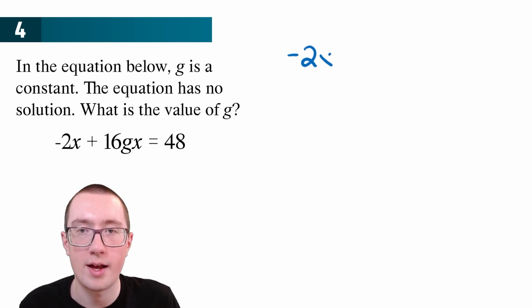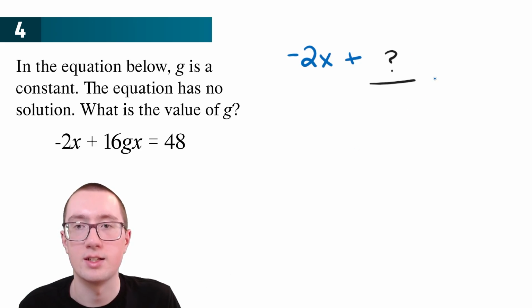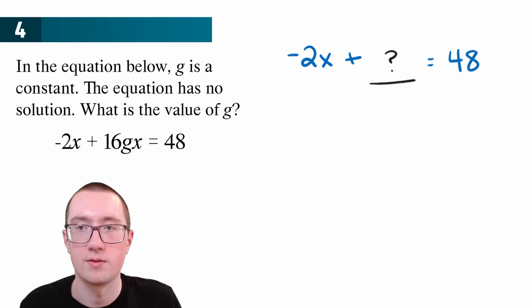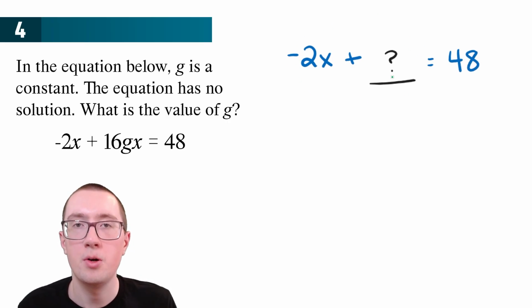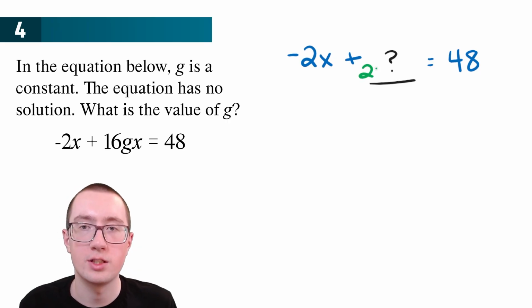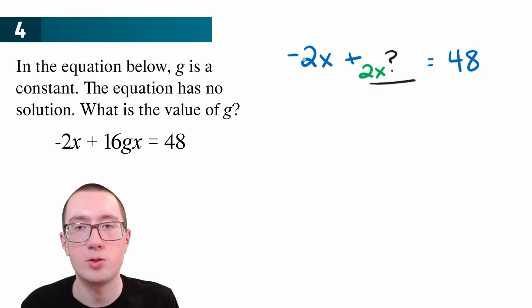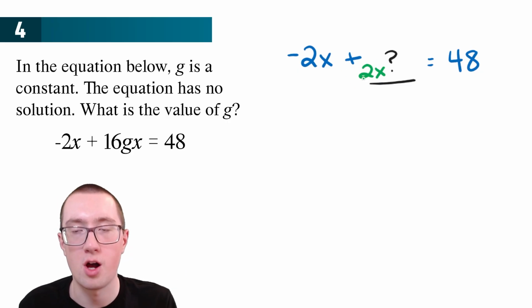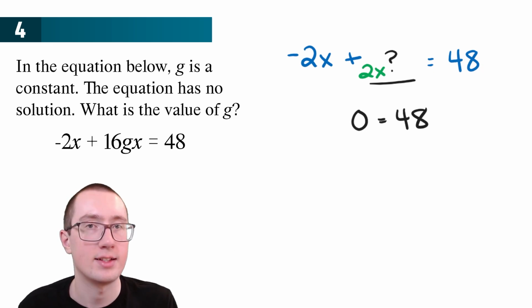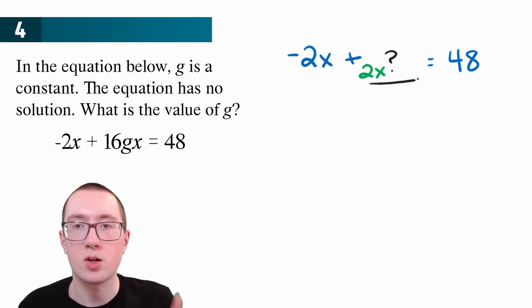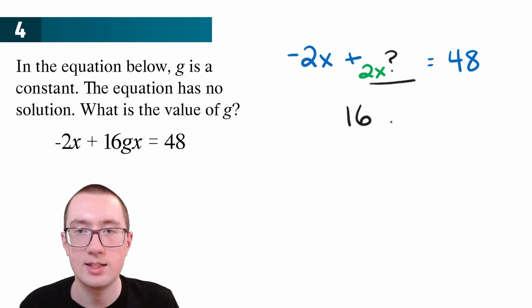So negative 2x plus something, right? Something is going to equal 48. Now, if we want this left side to equal 0, then what should this question mark be? Well, I think it should be positive 2x, because negative 2x plus positive 2x, those are opposites, those cancel out to 0. So if this question mark was equal to 2x, then we would have 0 equals 48. And that's definitely going to have no solution. Now let's bring back what this actually is and then see if we can make it 2x. It says it's 16gx.